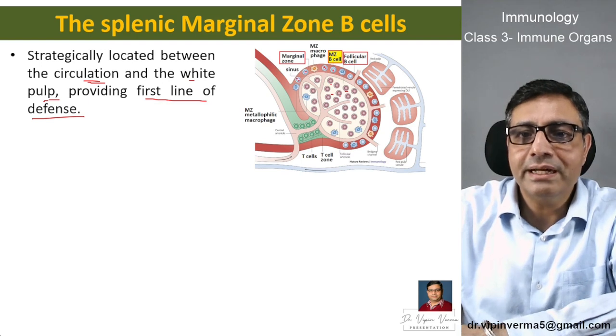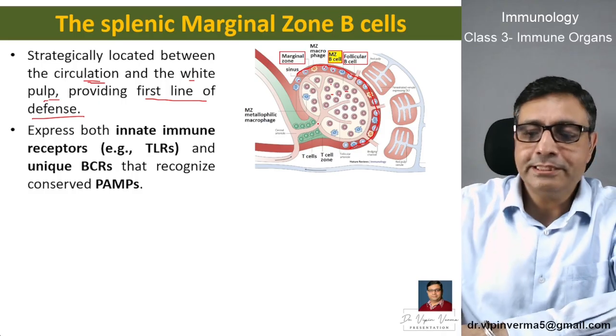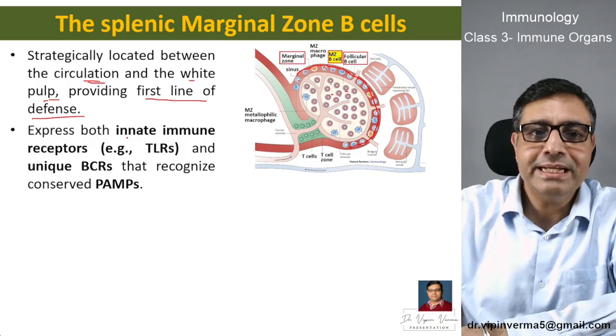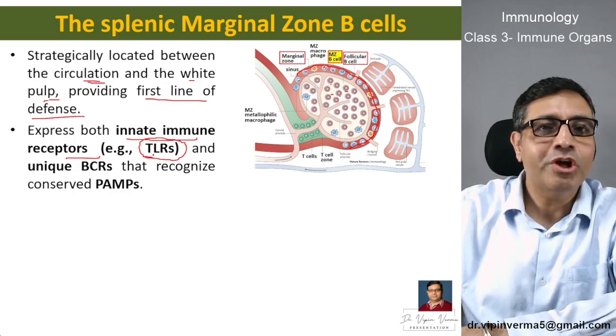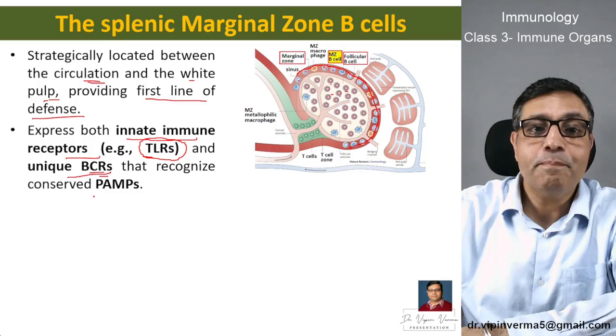So these are different. They are standing here as a first line of defense. You can see they are forming a first line of defense here. These marginal zone B cells express both innate immune receptors, for example TLRs, remember, toll-like receptors, and unique B cell receptors that recognize conserved PAMPs.